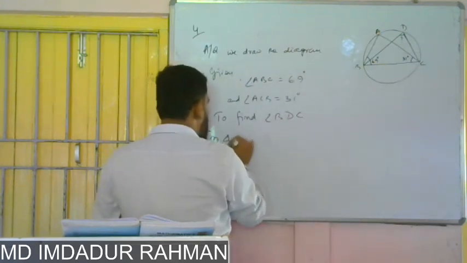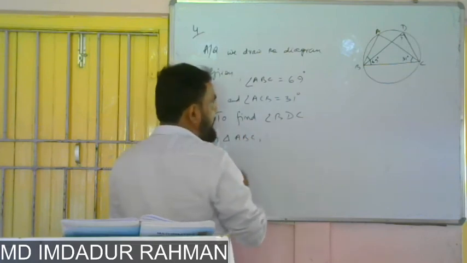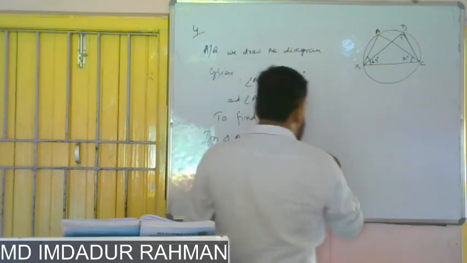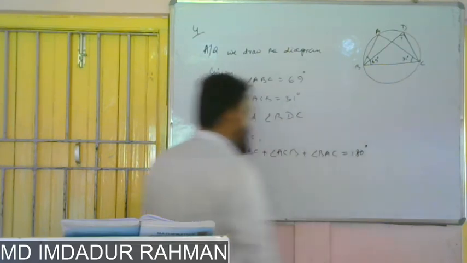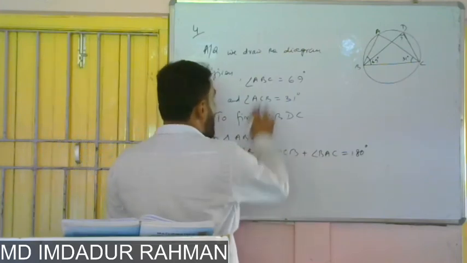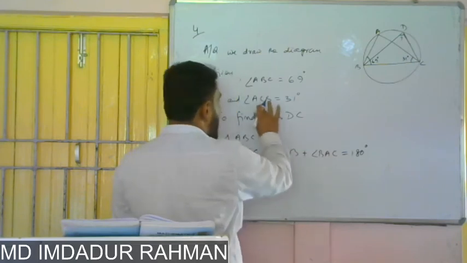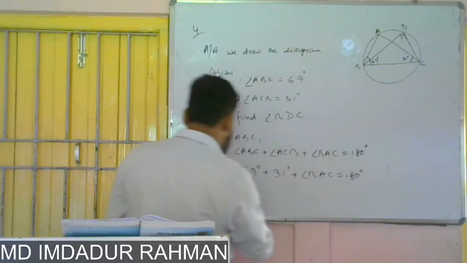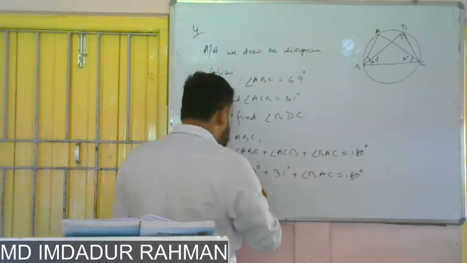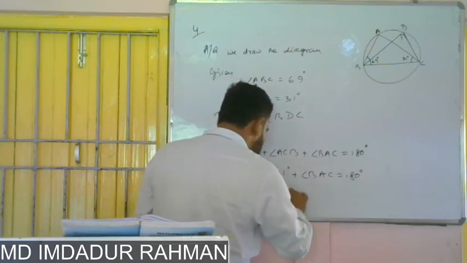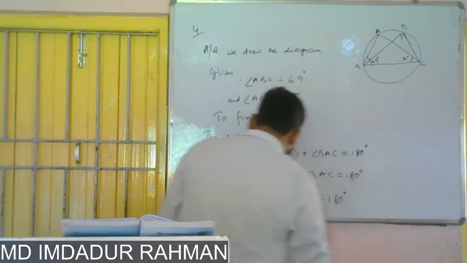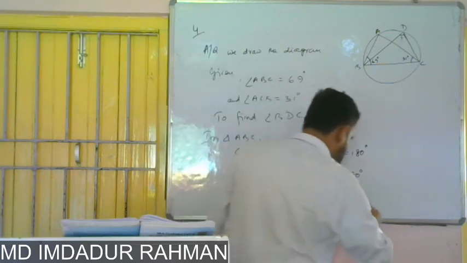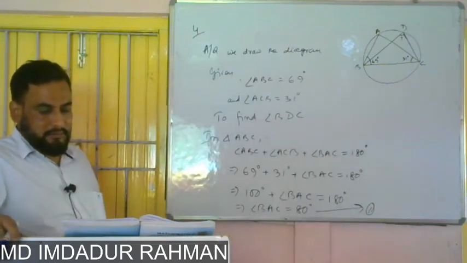In triangle ABC, apply angle sum property. Angle ABC plus angle ACB plus angle BAC is equal to 180 degree. Sum of three angles of a triangle is 180 degree. Put the value of angle ABC 69 degree plus angle ACB 31 degree plus angle BAC is equal to 180 degree. Implies 100 degree plus angle BAC is equal to 180 degree. Implies angle BAC is equal to 80 degree.